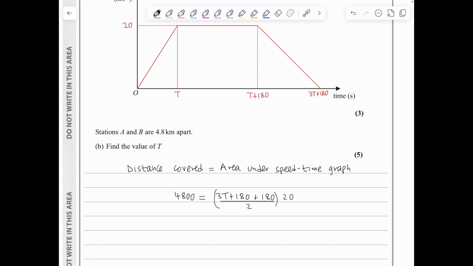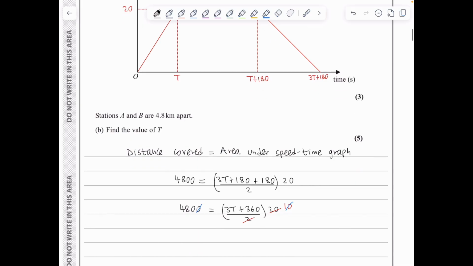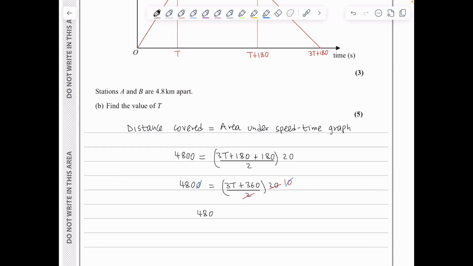So this leads to 4,800 being equal to (3T plus 360) over 2 times 20. So the 2 with the 20 will simplify to leave me with a 10, and then the 10 with the 4,800 will simplify, leaving me with 480 on the left-hand side. So we're looking at 480 is equal to 3T plus 360. So we have 120 being equal to 3T, and therefore capital T is equal to 40.